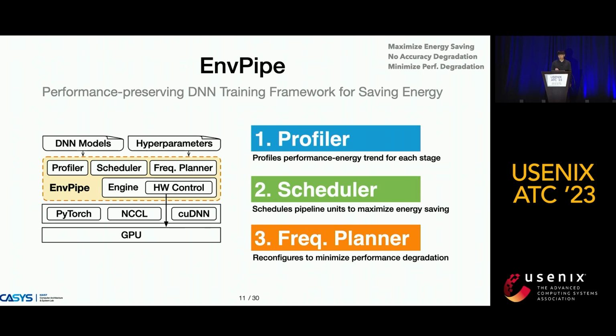The profiler profiles the performance energy trend for each pipeline stage. The scheduler schedules the pipeline units to maximize energy saving. And the frequency planner reconfigures to minimize performance degradation. The engine executes the performance-preserving, energy-saving plan with the hardware controller that controls the SM frequency of the GPU. I will now explain each component in the following order.